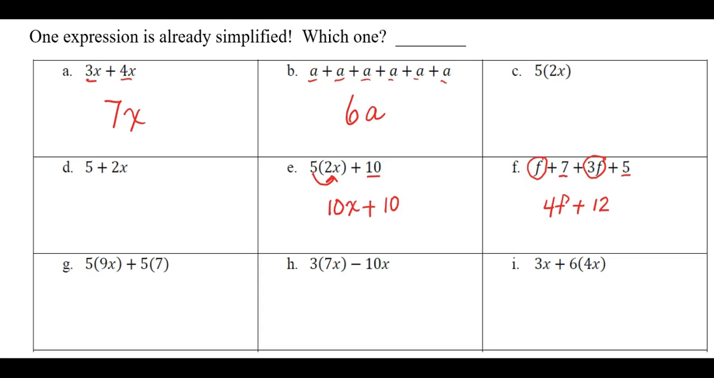And let's go down to problem H. Here I have 3 times 7x, well that would be 21x. But from that, I'm going to subtract 10x. Well, 21 minus 10 is 11. So the simplified version is 11x. So when you're thinking about simplifying these expressions, think about how many copies of that variable you have in each part of the expression.